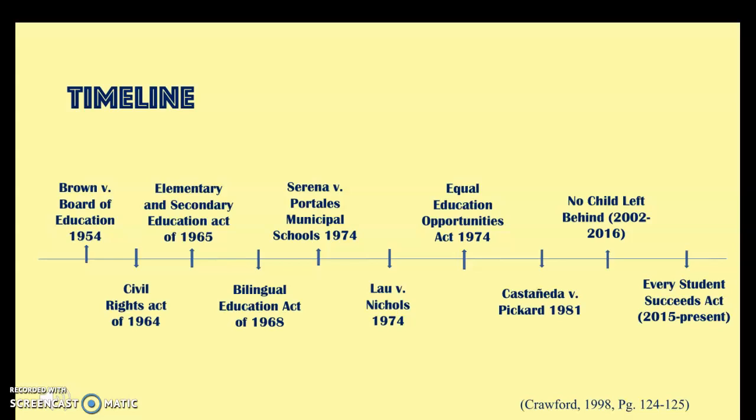Another major case of 1974 was the Lau v. Nichols court case. Additionally, the Equal Educational Opportunities Act passed in 1974. Following this was the court case Castaneda v. Pickard in 1981. A few years later, the No Child Left Behind Act was passed in 2002 and was implemented in schools till 2016. Lastly, the Every Student Succeeds Act was passed in 2015 and is seen in schools still today.